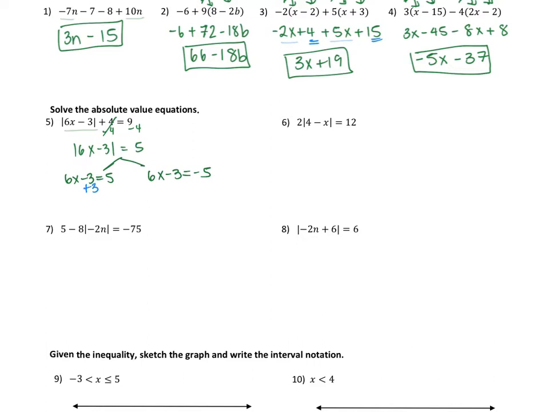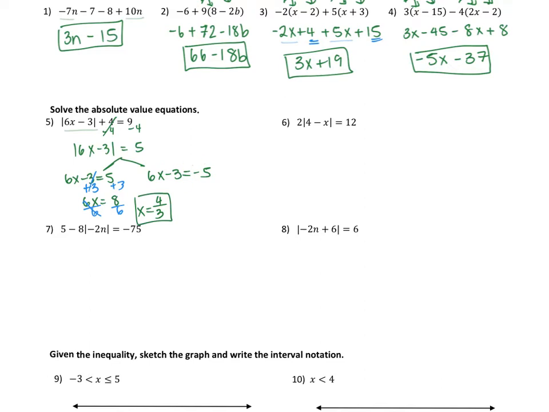Of course, we need to add over 3 first, and then we have 6x equals 8. 5 plus 3 is equal to 8. Divide the 6 over. Now this is going to be a fraction, but that's okay. So x is equal to 8 over 6, or if you reduce that, think about it, 8 and 6 are both even numbers, so if you divide 8 by 2, you get 4. If you divide 6 by 2, you get 3. So our first answer here is 4 over 3.